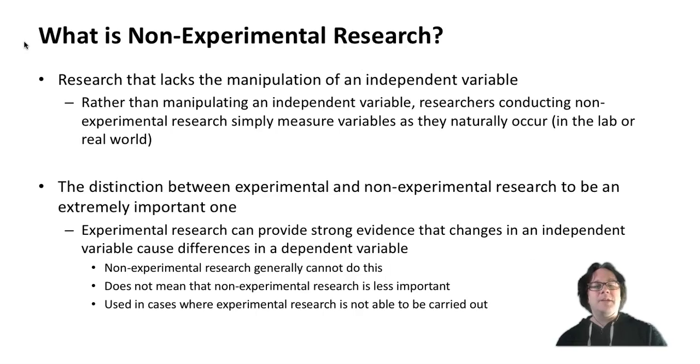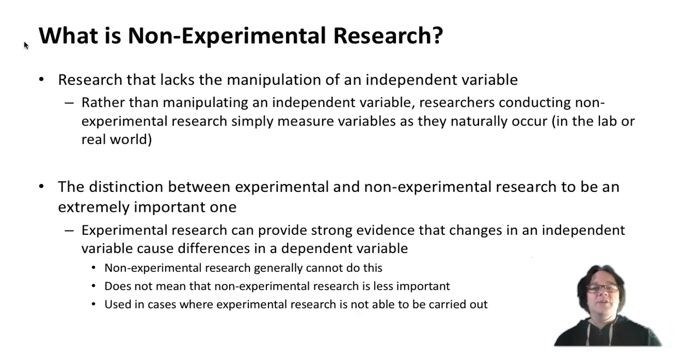So the distinction between experimental and non-experimental research is an extremely important one. So experimental research, we have discussed, can provide strong evidence that changes in an independent variable cause changes in a dependent variable. So experimental research allows us to make causal relationships or causal statements. Non-experimental research will not allow us to do that. So non-experimental research generally can't make these types of causal statements or support these causal types of relationships, but that does not mean that non-experimental research is somehow less important.